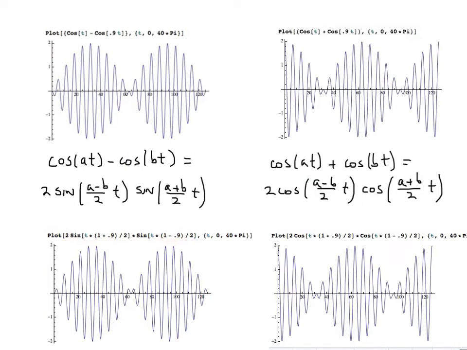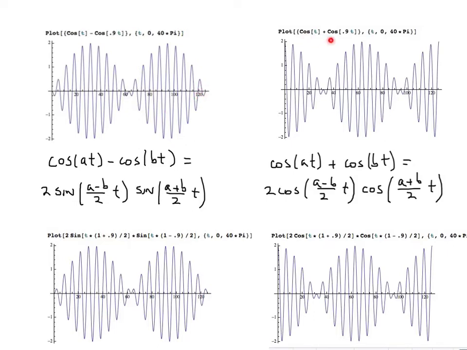And you see that this graph, going up and down, modulated in amplitude, is the same as just the cosine difference, which modulates up and down. Okay, same picture. So this trig identity works.